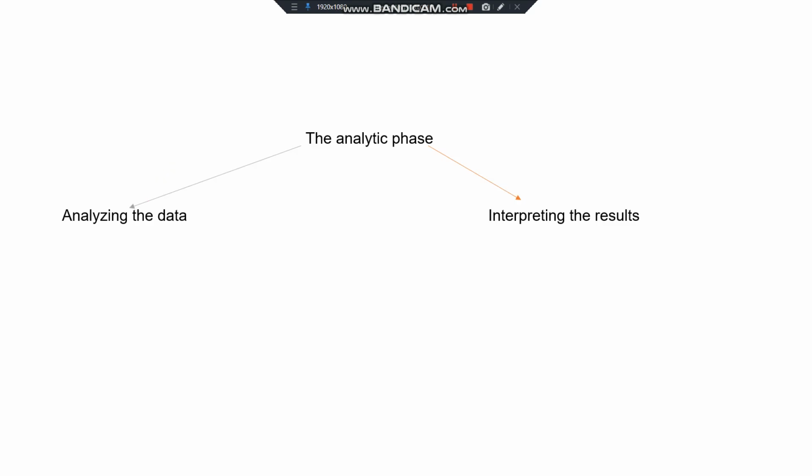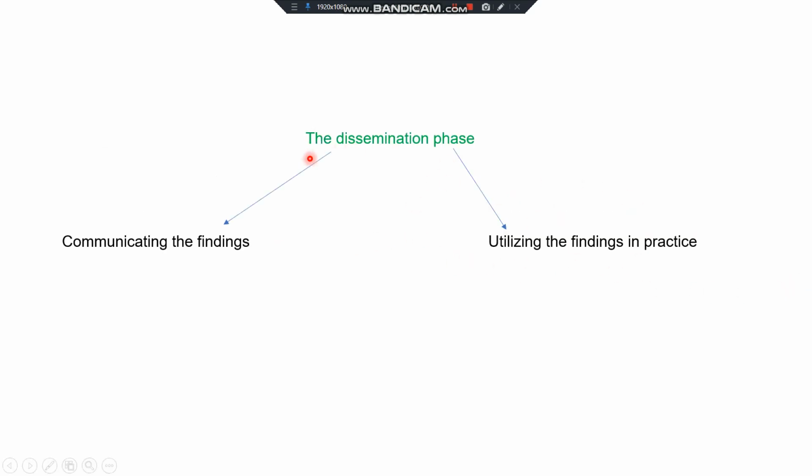Next one is the analytical phase. The analytical phase is also divided into 2 sections. First one, analyzing the data, and next one is interpreting the result. And next one is the dissemination phase. Here, the first one is communicating the findings. Second one is utilizing the findings in practice.